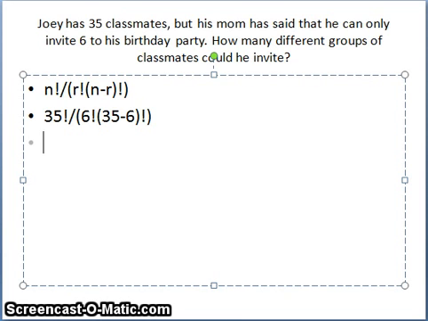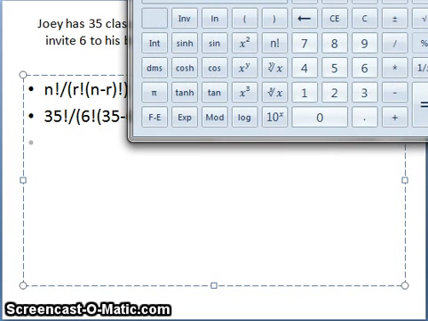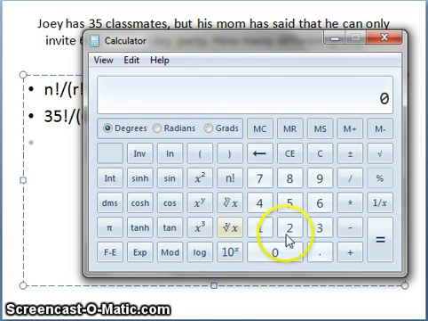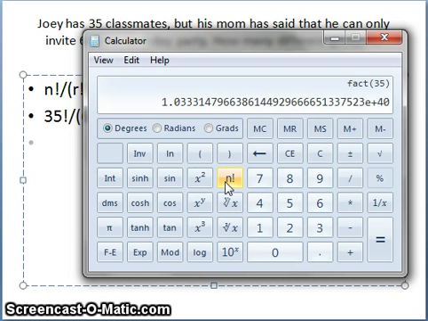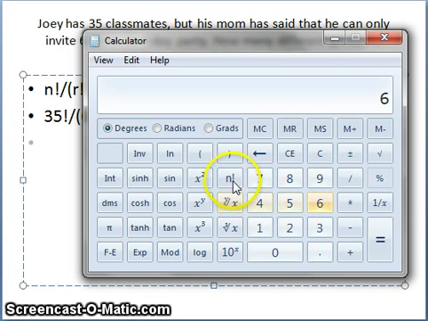Now we know from experience that these factorials can get super big. I'm going to get my calculator open because I definitely don't want to be doing 35 times 34 times 33 times all that stuff. So I'm going to bring this in so you can see it. I'll type in 35 factorial. Ooh, it's so huge. Okay, I'm going to back up. Let's just do 6 factorial, because we know that's not too bad. 6 factorial is 720.